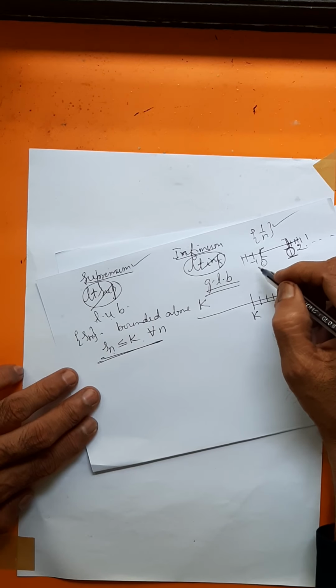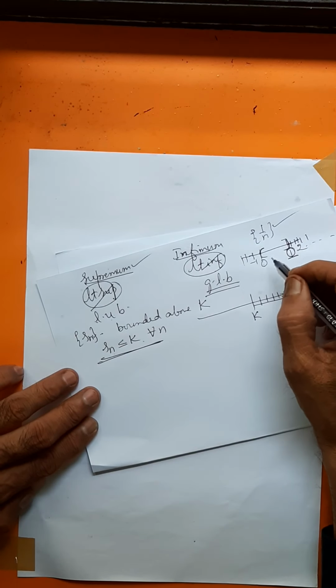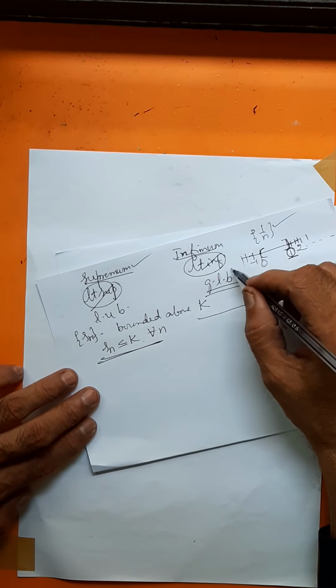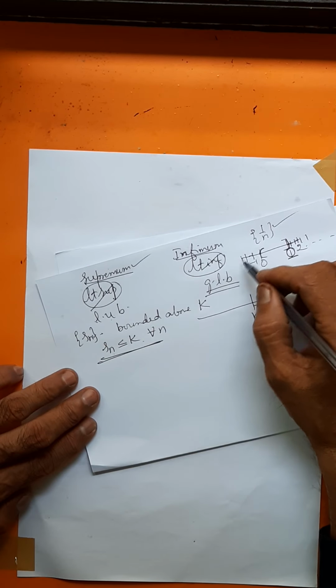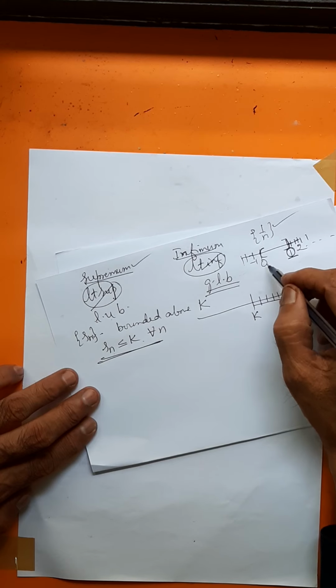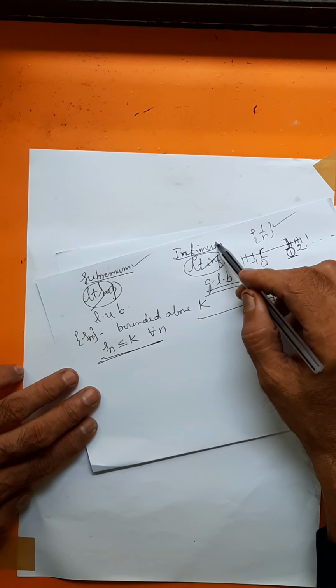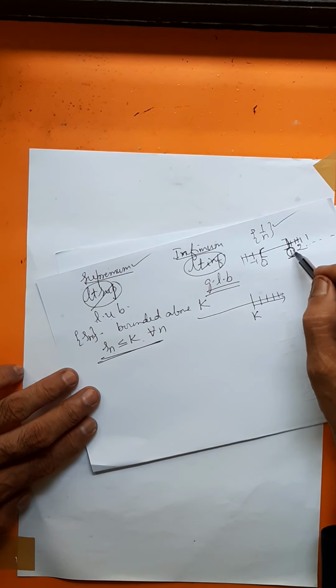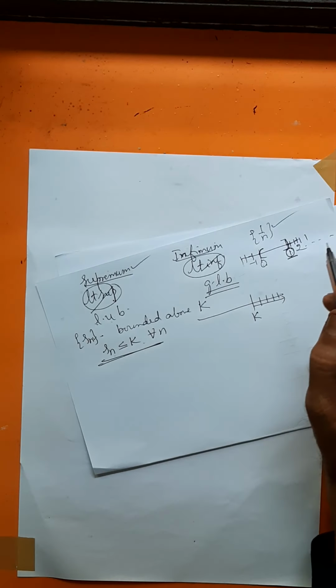Any value smaller than 0 is also a lower bound. Among all the lower bounds, which is the largest, the greatest lower bound, that is 0. Greatest lower bound is called infimum. Least upper bound is called supremum. Right? So, supremum and infimum.